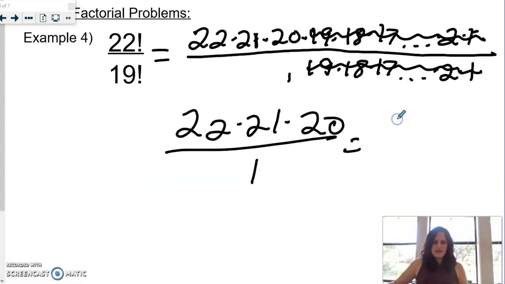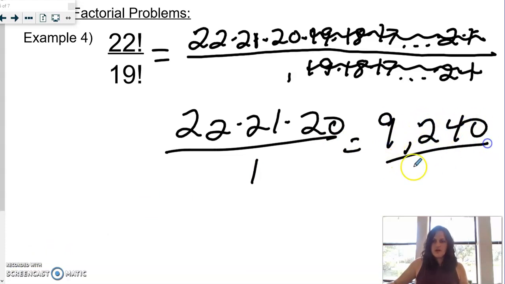And I got 9,240. Hopefully you got that too. So that is the answer to 22 factorial divided by 19 factorial.